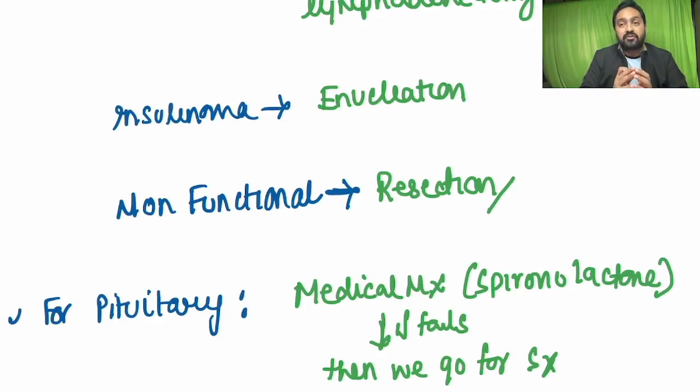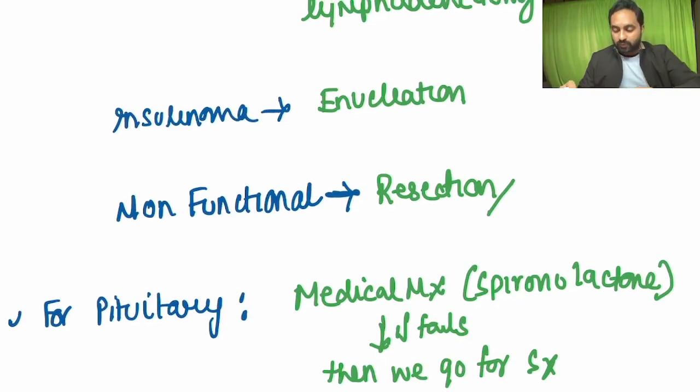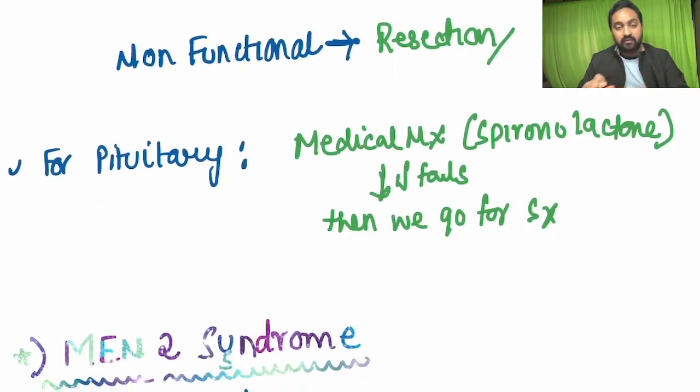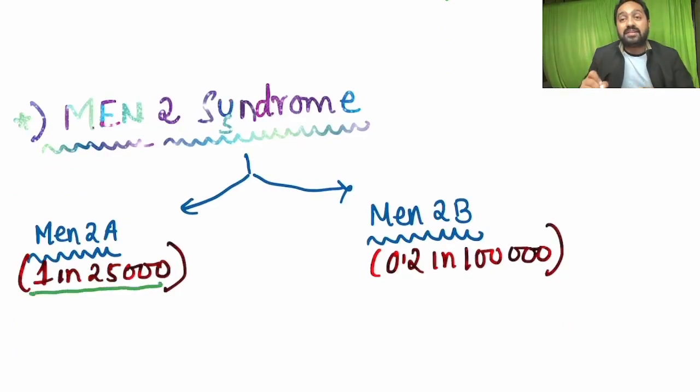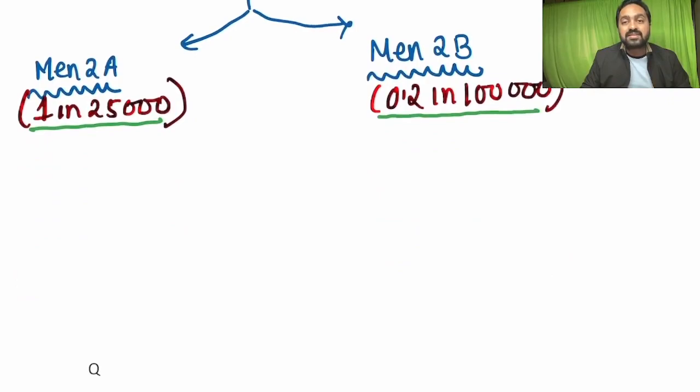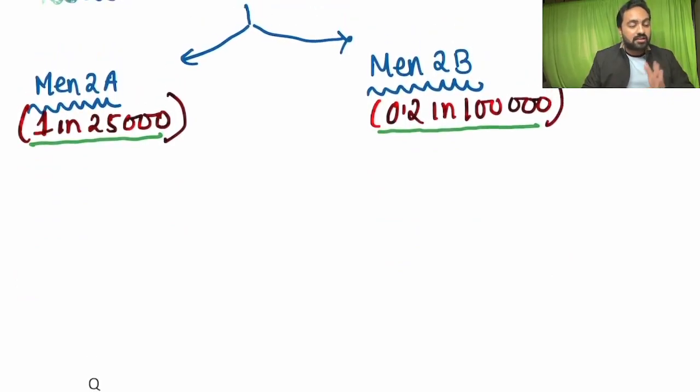Now we shall shift to our discussion on MEN2 syndrome, right? So in MEN2 syndrome, we have two types, which are type 2A and type 2B, right? So the incidence of type 2A is 1 in 25,000. On the other hand, type 2B is 0.2 in 1 lakh. So what are the tumors that we see in MEN2A and what are the tumors that we see in MEN2B? So let's enumerate the tumors seen in MEN2A and MEN2B. So first, let's enumerate the tumors in case of MEN2A, right?